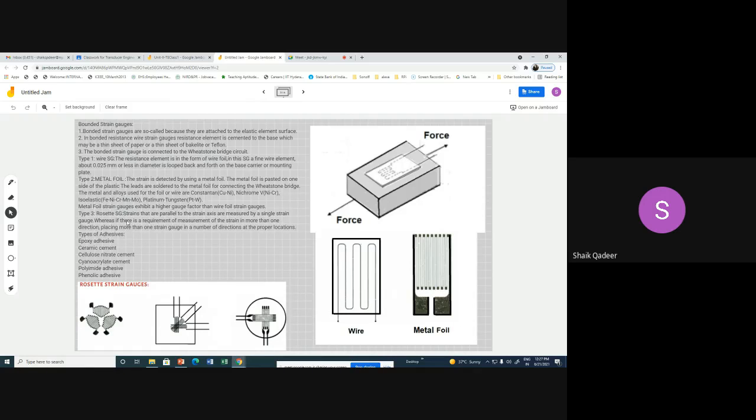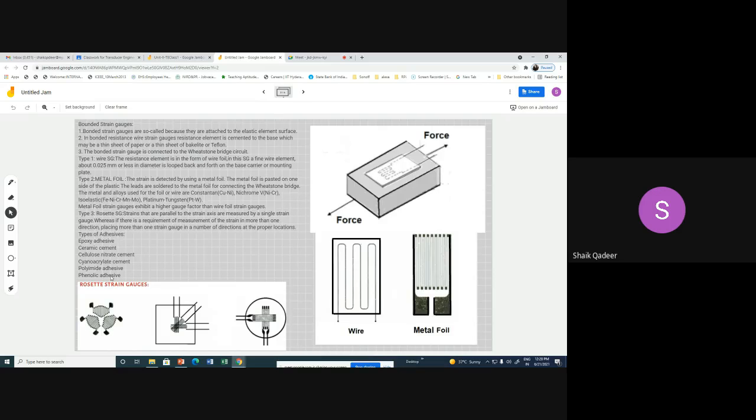In case of rosette, the strains that are parallel to the strain axis are measured by a single strain gauge, whereas if there is a requirement of measurement of strain in more than one direction, this is used for vector measurement of strain. If the direction of applied force is single, we use only one set. If there are three directions, like in our mobile phone, we have this type of setup. In that case, we use more than one set of metallic foil. Hope it is clear to everybody.